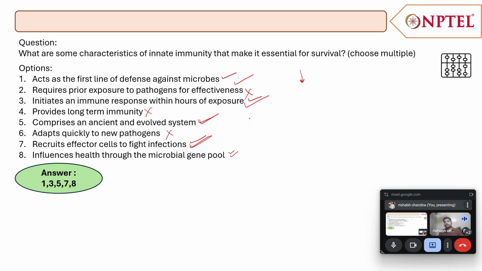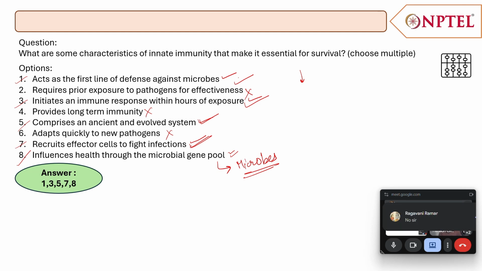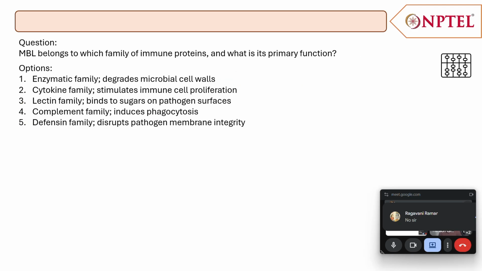So the correct answers are 1, 3, 5, 7, and 8. Why? Because innate immunity actually helps in recruiting the microbes so that they can help in the antimicrobial pathway. Okay, so any doubts in this question? Let's move on to the next question. MBL belongs to which family of immune proteins and what is its primary function?